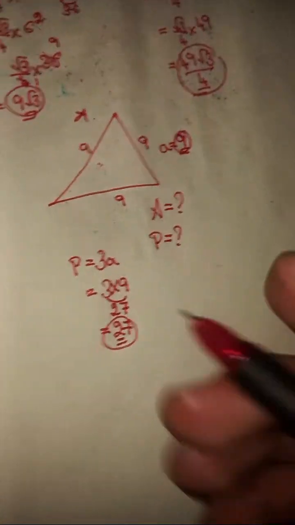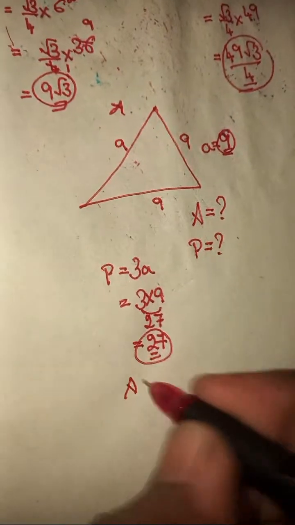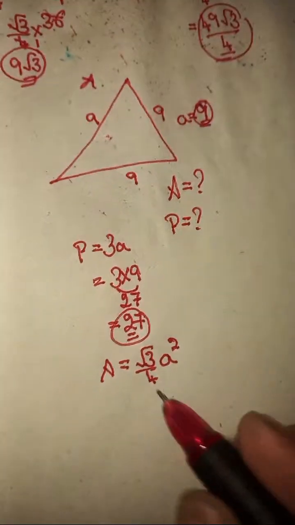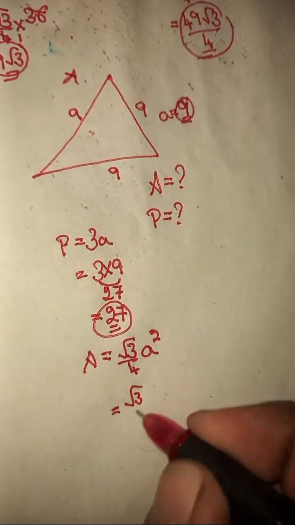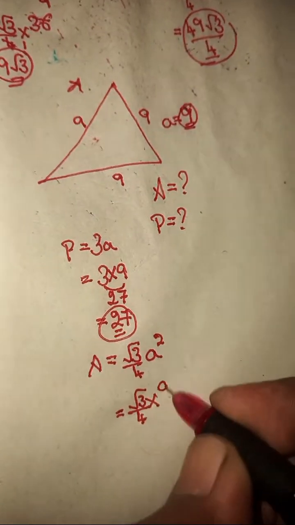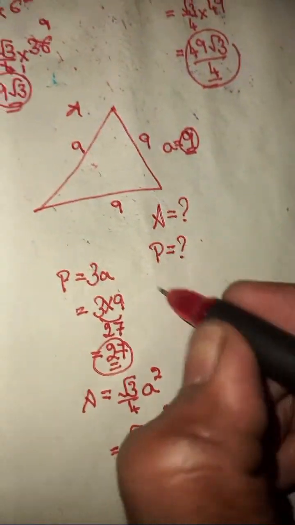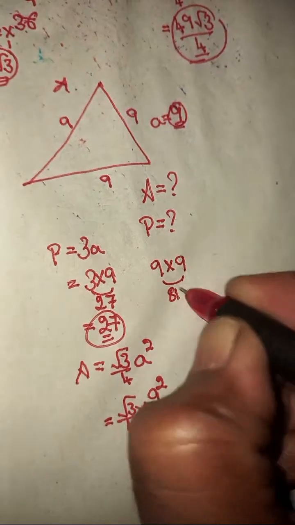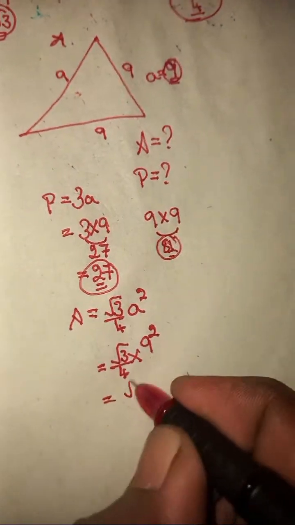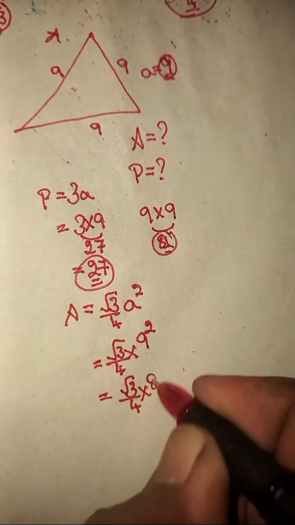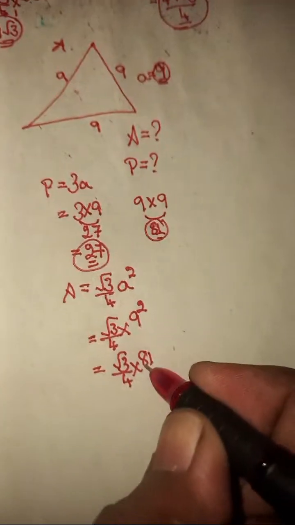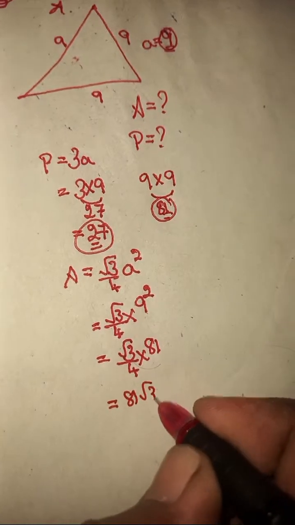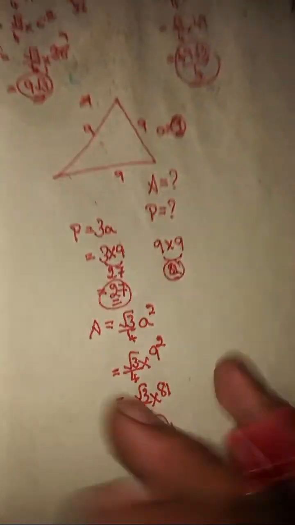Now you can find out the area. Here area becomes root 3 by 4 times a square, which is root 3 by 4 times 9 square. 9 square you can write as 9 times 9, which becomes 81. So the area is root 3 by 4 times 81. You cannot divide 81 by 4, so it comes in front. 81 root 3 by 4 square units.